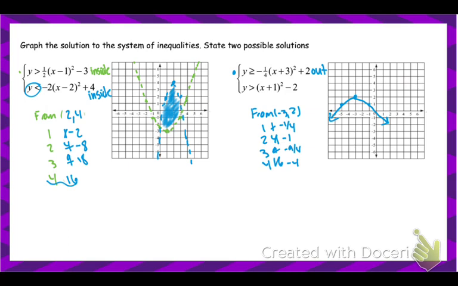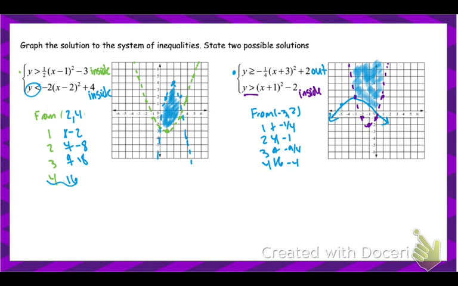All right, looking at the next one, has a vertex of (-1, -2). No transformations from the parent function. So right 1 up 1, right 2 up 4. That one's going to be a dotted line. I'm shading above that graph. Okay, so above that graph is going to be, in this case, inside the parabola. So the overlap of these two is going to be what's outside the blue parabola and inside the purple. So that's going to be this region in here.